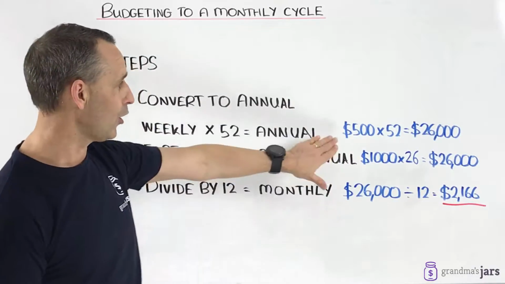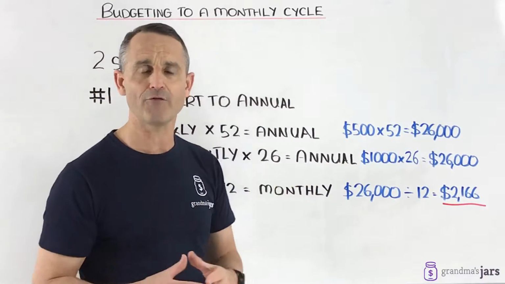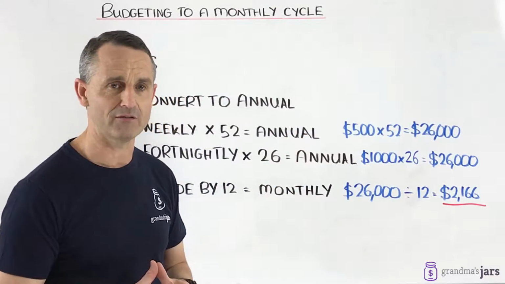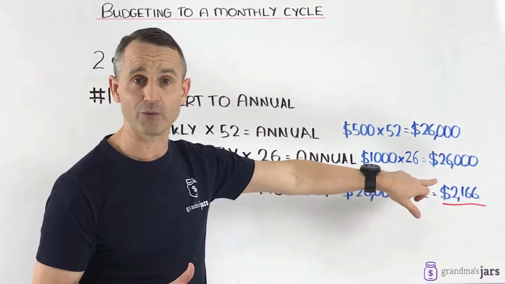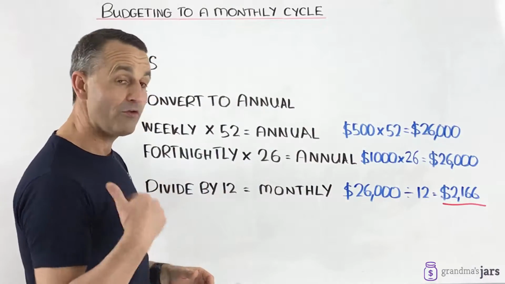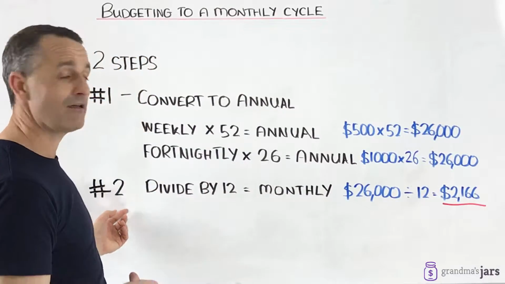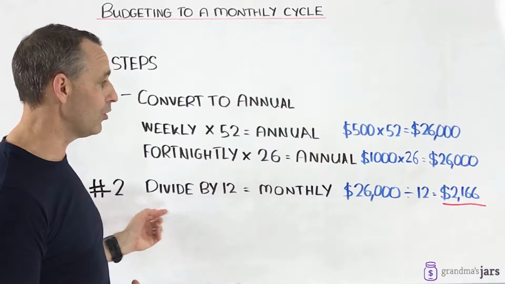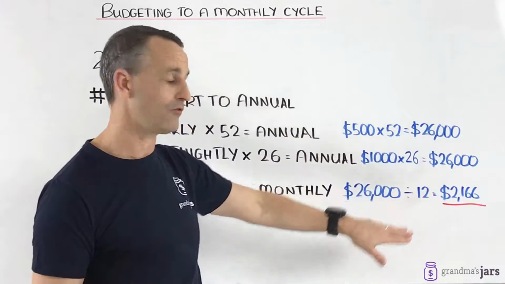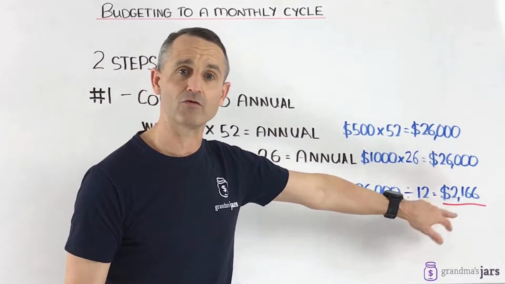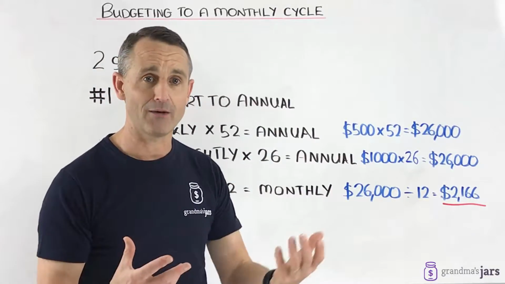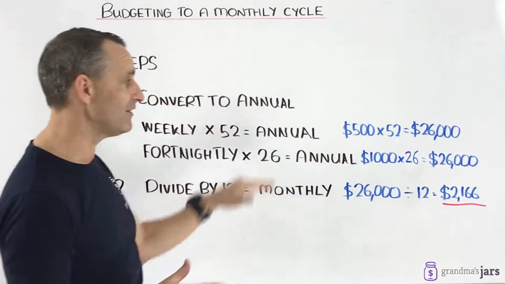So if we look over here, if I get paid $500 a week, I times that by 52, which gives me $26,000 a year. If I get paid fortnightly, I times it by 26, and that gives me $26,000 a year. The second step then is to take that annual figure, divide it by 12 to give you an average monthly figure. So we can see over here we've taken $26,000, we've divided it by 12, and that gives us $2,166 per month expense or income. So I'm hoping that makes sense. It's a very simple process.